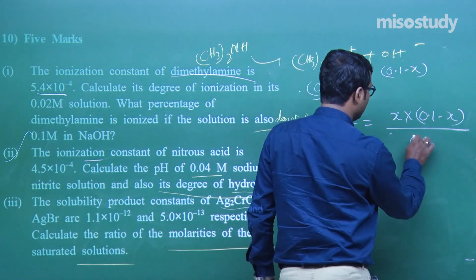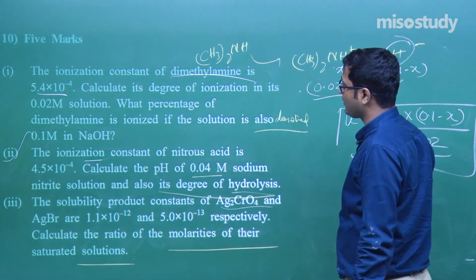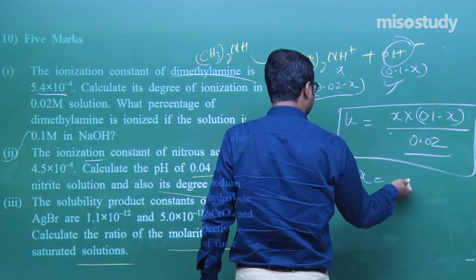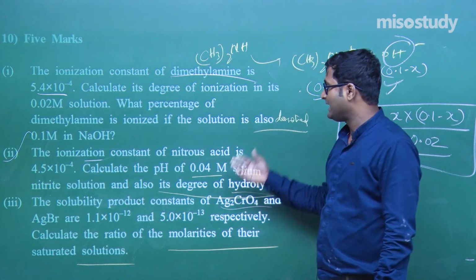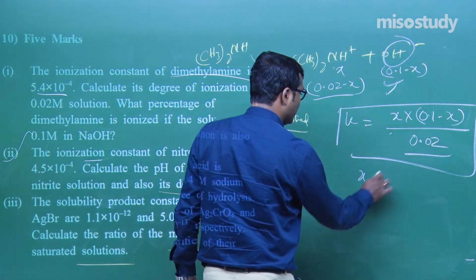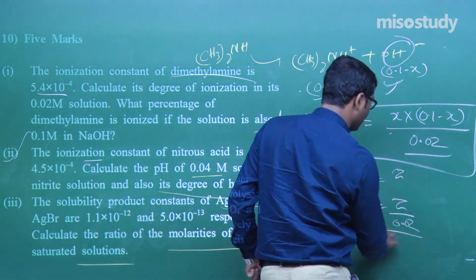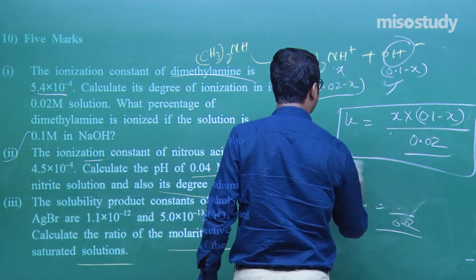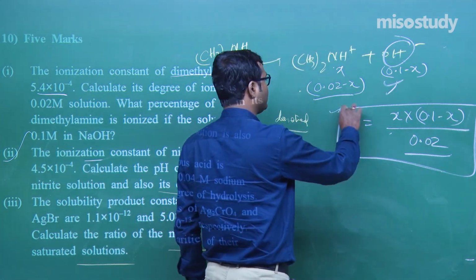So we put here 0.02. Now this is the expression, and the 0.1 comes from the NaOH. So we get the value of X. Suppose the value of X we get is around 1.8 or 1.9, and then we get the percentage ionization as X upon the concentration 0.02. Clear? You can easily solve. The value of K is given here, also 5.4 × 10^-4, and alpha is also given here. So in this case there are two parts.